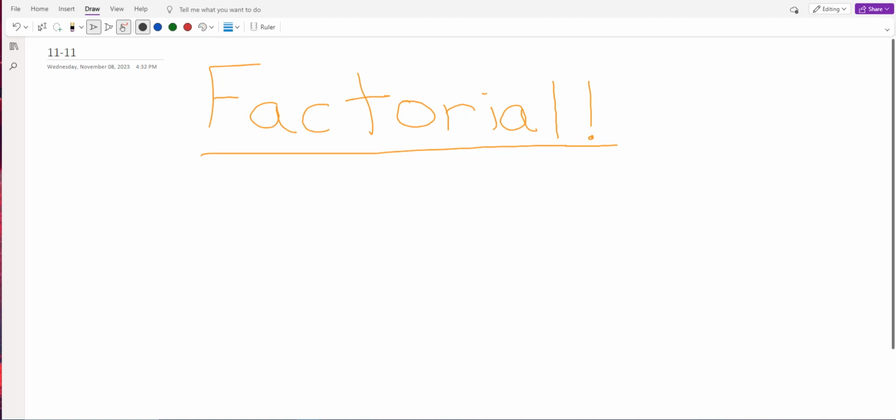So let's start with 3 factorial. So 3 factorial is going to be equal to 3 times 2 times 1. And this is equal to 3 times 2, so that's 6. 6 times itself, or 6 times 1, is itself. And so we see that 3 factorial is going to be equal to 6.